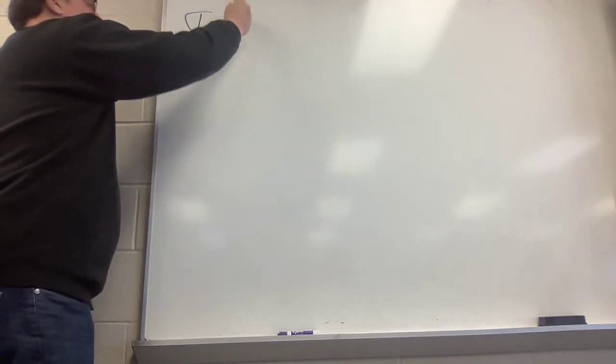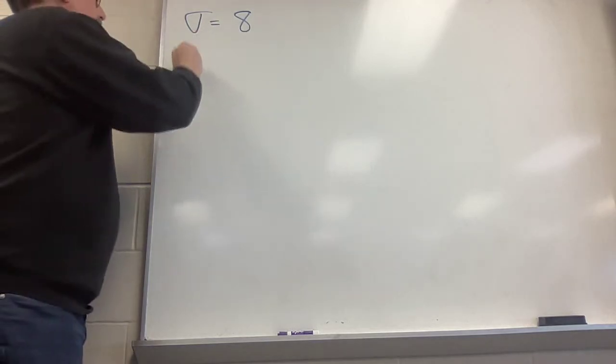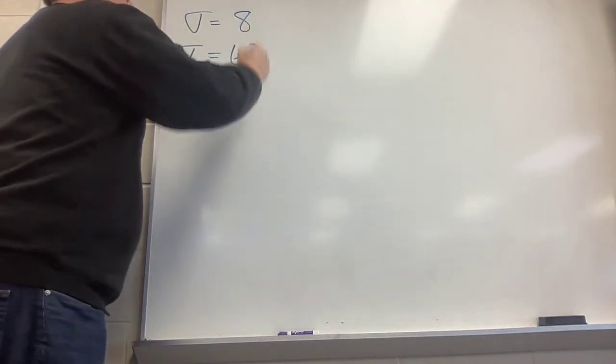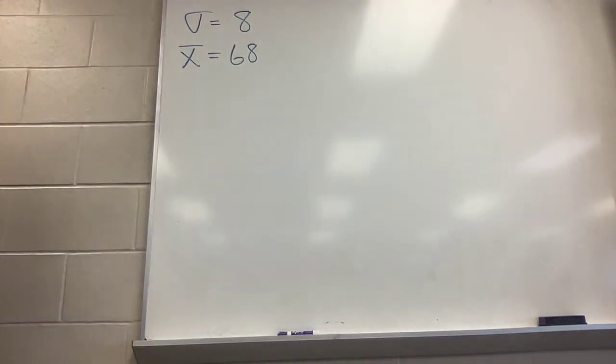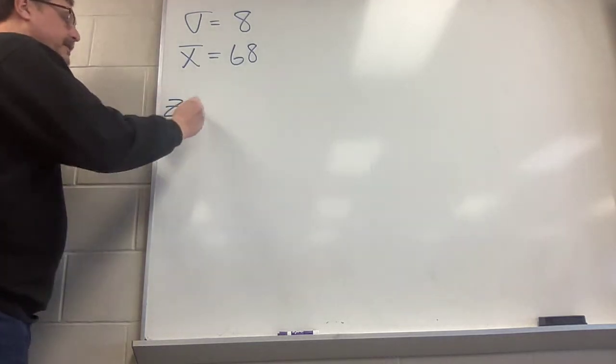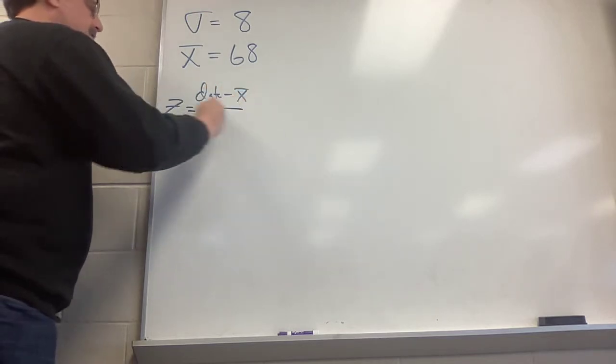Would you please do the following? The standard deviation of how fast people drive is 8. The mean is 68 miles per hour. This is on the freeway right out there. All right? Okay. The z-score is your data minus the mean over the standard deviation.